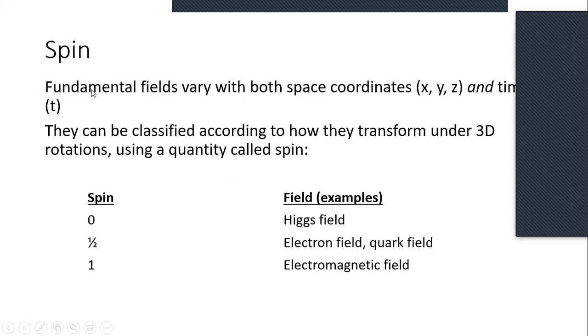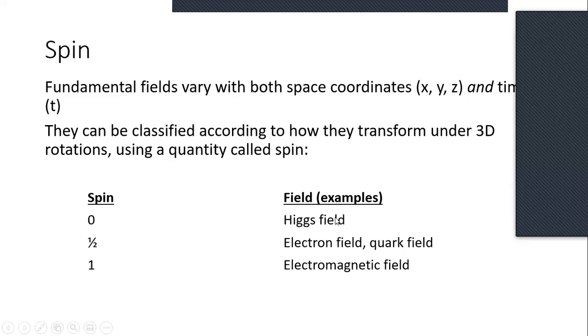Fundamental fields such as the electron field and quark field we were looking at vary both with the space coordinates and with time. So if you were looking at three dimensions of space, you've got 3 space coordinates usually labeled X, Y, and Z, and time labeled T. These fields can be classified according to how they transform under the 3-dimensional rotations using a quantity called spin. And again, we've got some examples here.